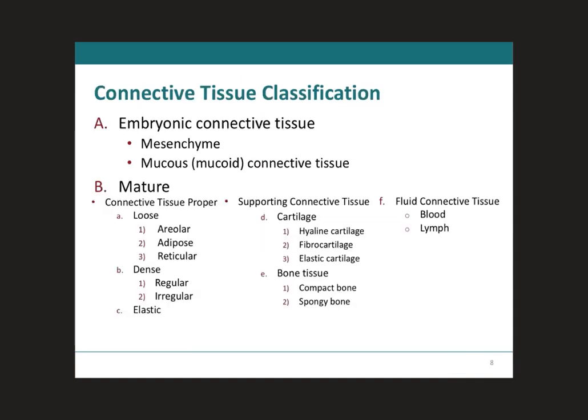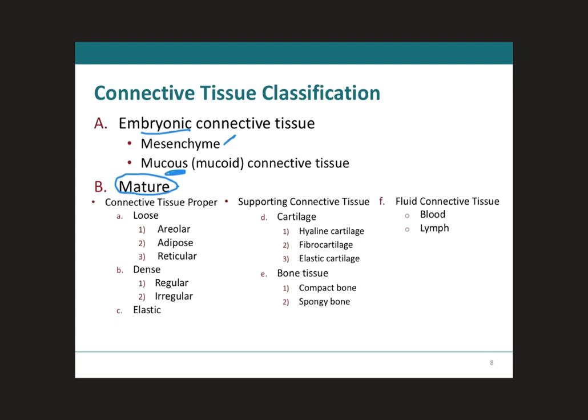We can classify different types of connective tissue based on their structural characteristics, their function, and also location in the body. Embryonic refers to connective tissue that's present in an embryo, where it's the mesenchyme, or in a fetus, where it's the mucous connective tissue. And mature refers to connective tissue that's present at birth and will persist throughout the individual's life.